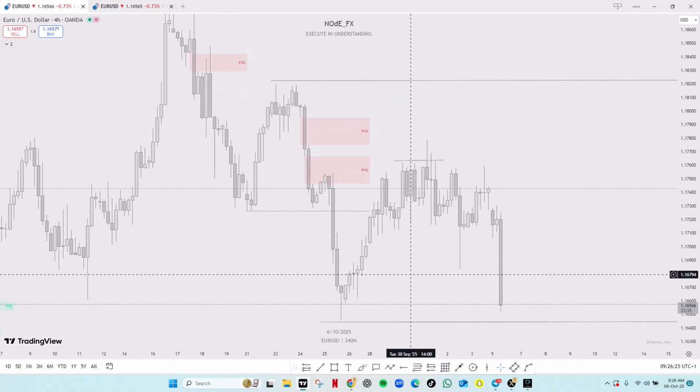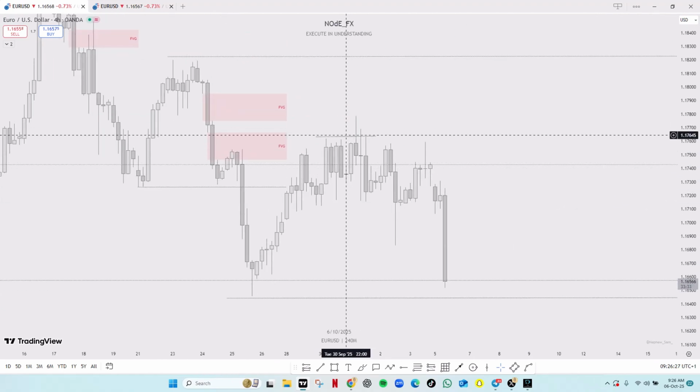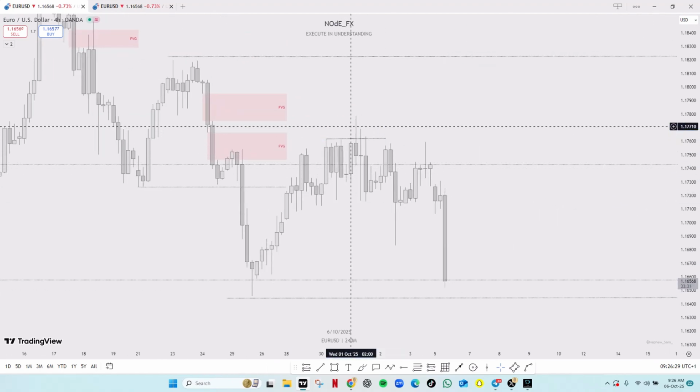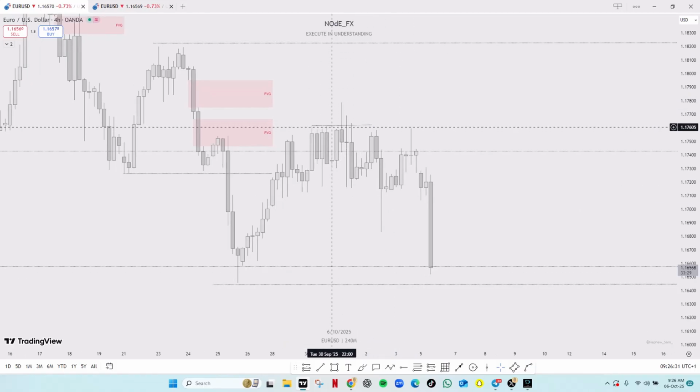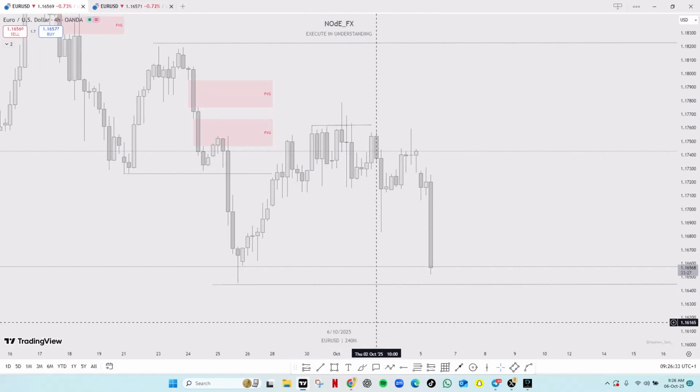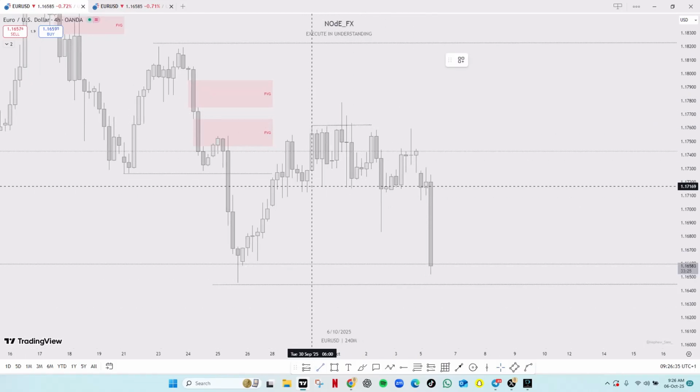When we look at Wednesday, did you see any supply on the 4-hour time frame? I'm going to cut that question short and say no. There is no supply at all.